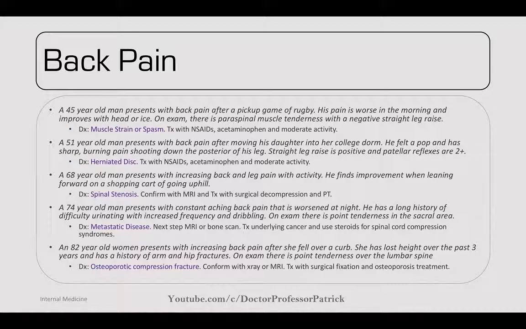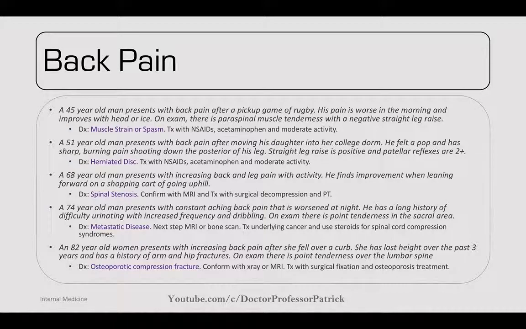Next up, there's a 68-year-old man who presents with increasing back and leg pain with activity. He finds improvement when leaning forward on a shopping cart or going uphill. The diagnosis would be spinal stenosis, or the shopping cart sign. You can confirm with MRI, and you can treat with surgical decompression and physical therapy.